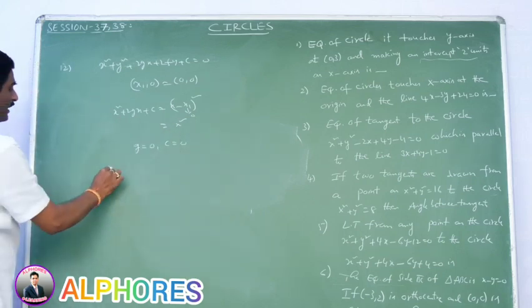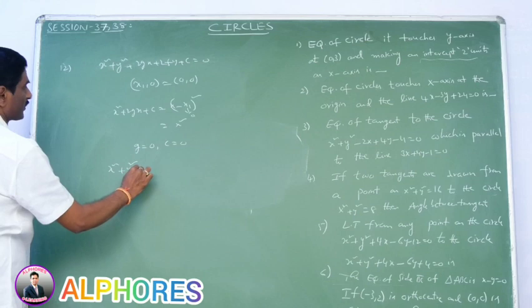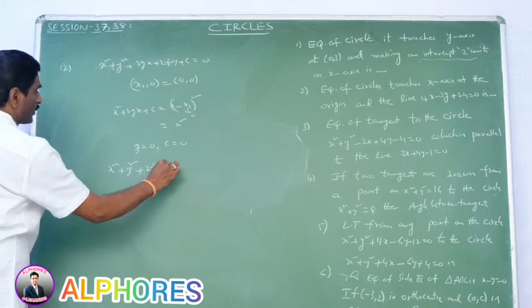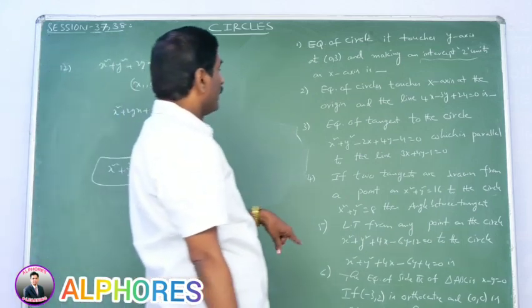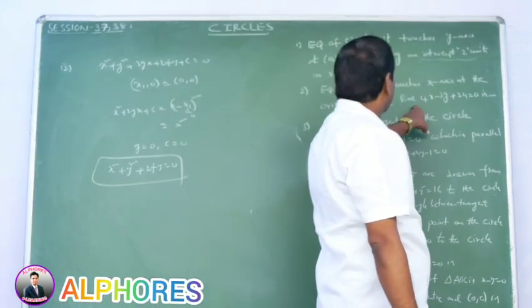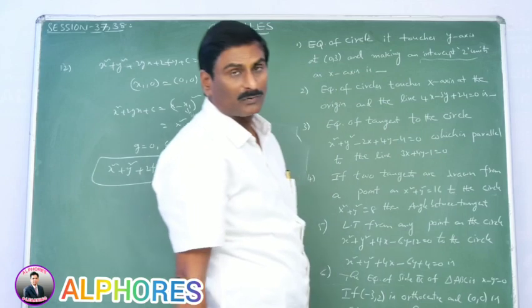That means the equation of the circle is x square plus y square plus 2fy is equal to 0. F is an unknown value. It can be found by using the remaining condition. What is the remaining condition? It touches the line 4x minus 3y plus 24 is equal to 0.